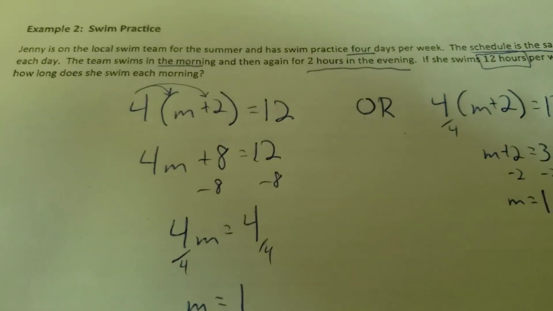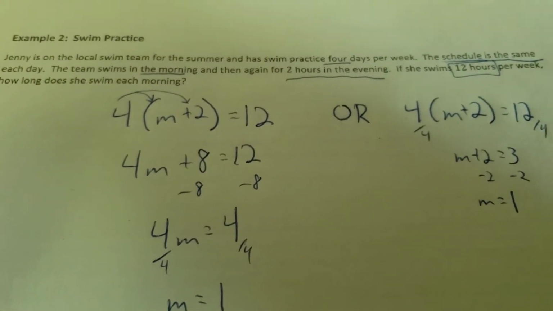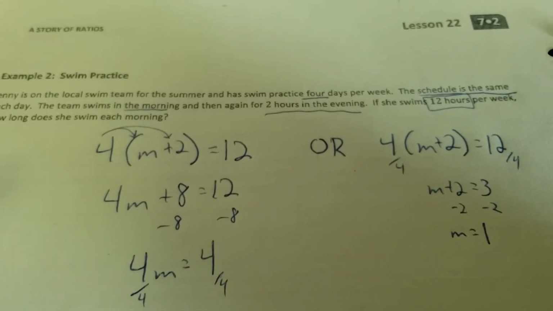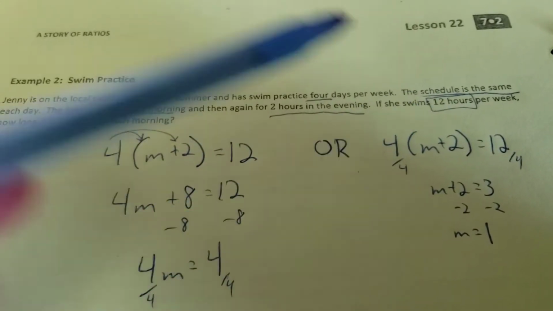All right, next up. Example 2, swim practice. Jenny's on the local swim team for the summer and has swim practice 4 days a week. The schedule is the same each day. The team swims in the morning and then again for 2 hours in the evening. If she swims 12 hours per week, so there's my total, how long does she swim in the morning?